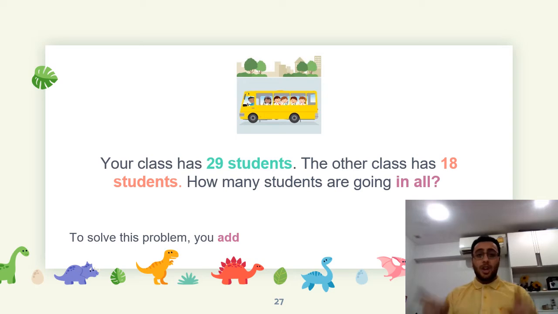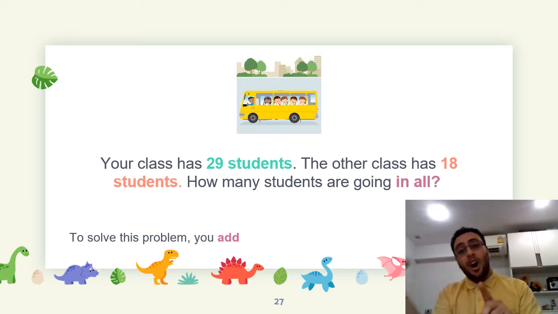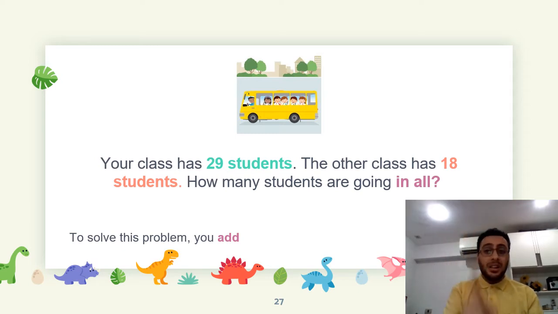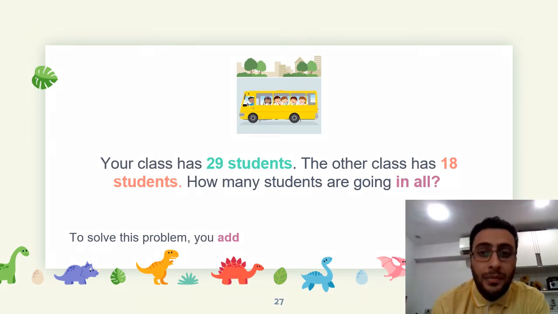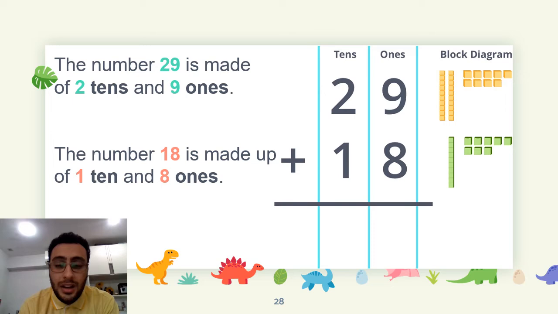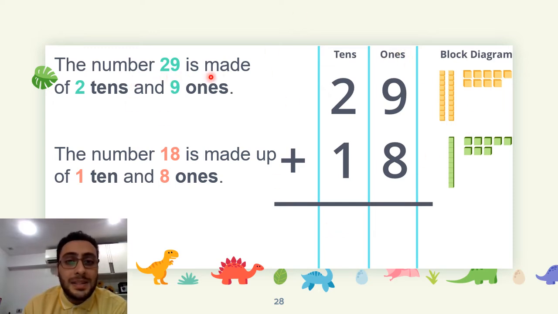Okay, so let's say your class and the other class go together. So 29 plus 18 go together. Let's see. We have to add them together. To make it easy, you have to write it in the column form. Remember the column form? Now remember, number 29 is made of 2 tens and 9 ones. You can see 2 tens and 9 ones.